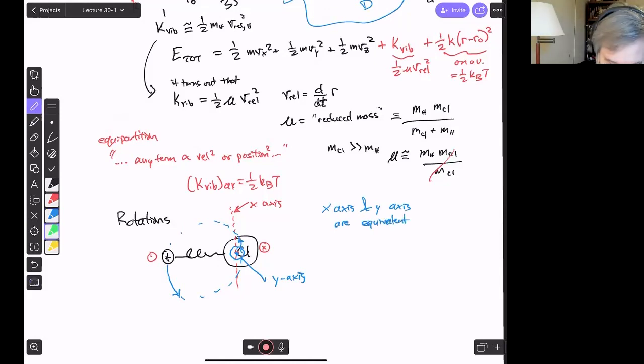But there's a third axis that goes through the centers of both atoms, which we'll call the z-axis. That's really different. There, it's just spinning around that axis. That's really a very different motion from the other two. All right, so if we want to write the kinetic energy of rotation, let's say around the x-axis, what's our expression for kinetic energy of rotation?